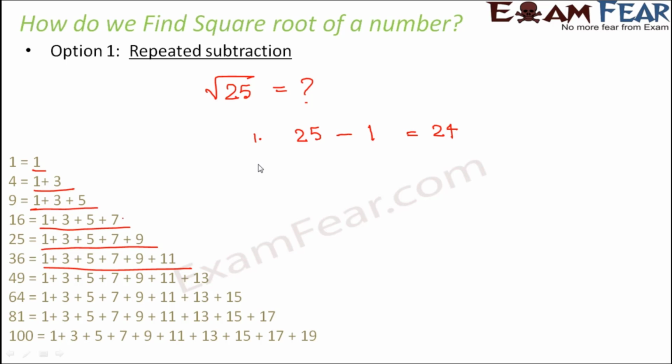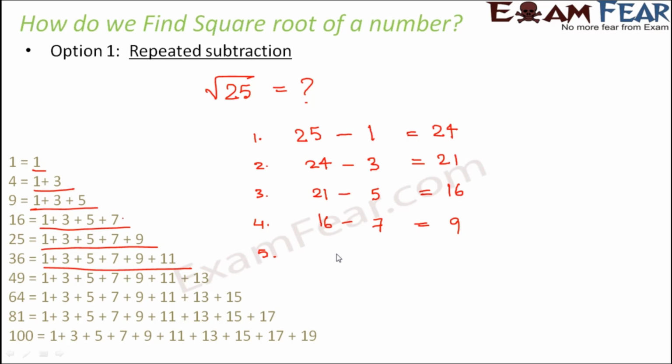We get 24. In the second step, we further subtract from the result that we obtained in step 1 the next odd number, which is 3. So 24 minus 3 is 21. In the third step, we subtract from 21 the next odd number, which is 5. So this becomes 16. In the fourth step, we subtract from 16 the next odd number, which is 7. So we get 9. Now you might be thinking, how long are we going to do this? We will continue this process until we get a 0.